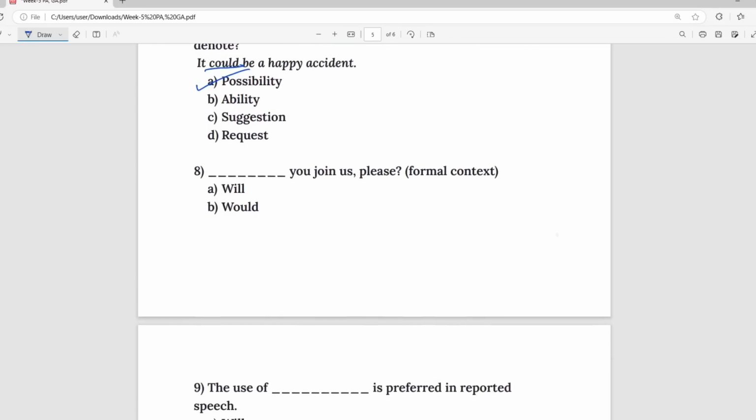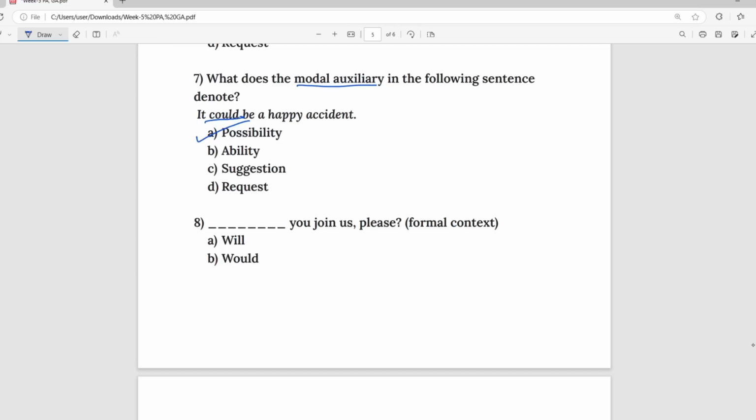And the eighth question, blank, you join us please. This clearly tells a formal context and the options are will and would. Answer is would because you use would in a formal context or when you want to be extra polite.